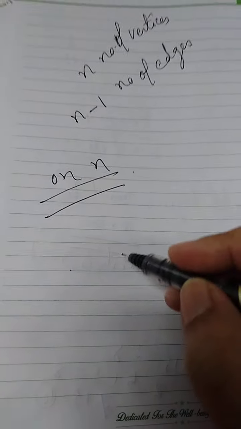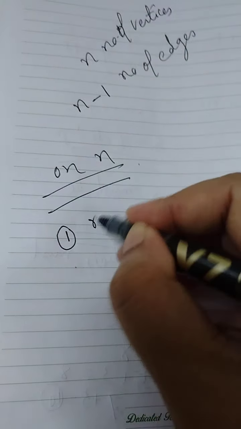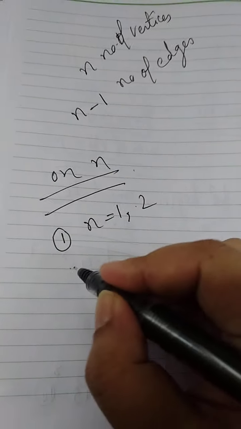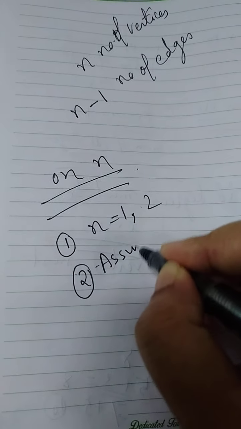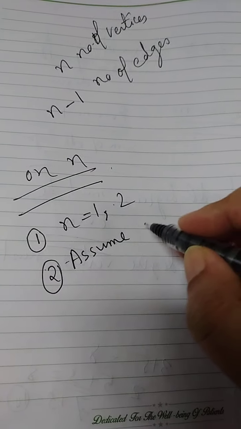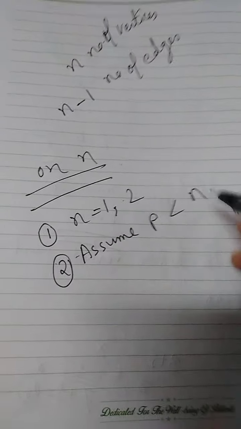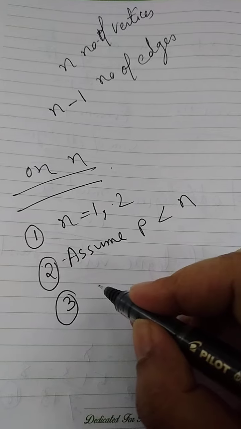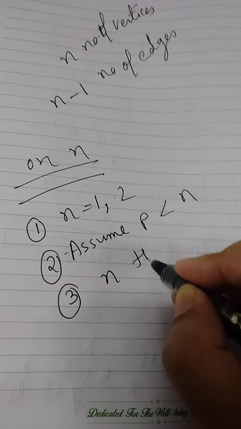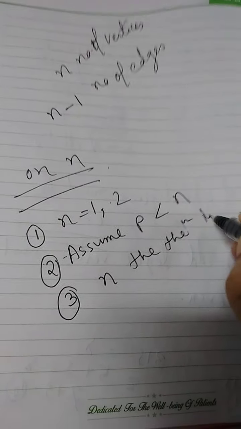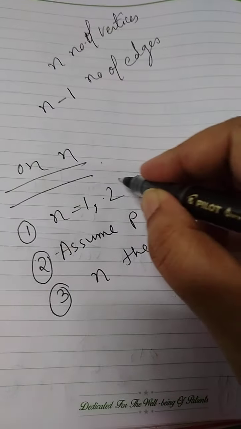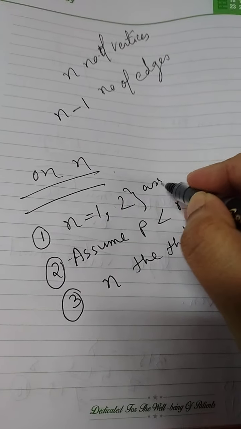So in mathematical induction there are 3 steps. First step, for n equal to 1 or 2, we shall prove this theorem. Second step, we assume the theorem is true for number of vertices p, suppose less than n. And third, we shall prove that for n number of vertices the theorem is true.